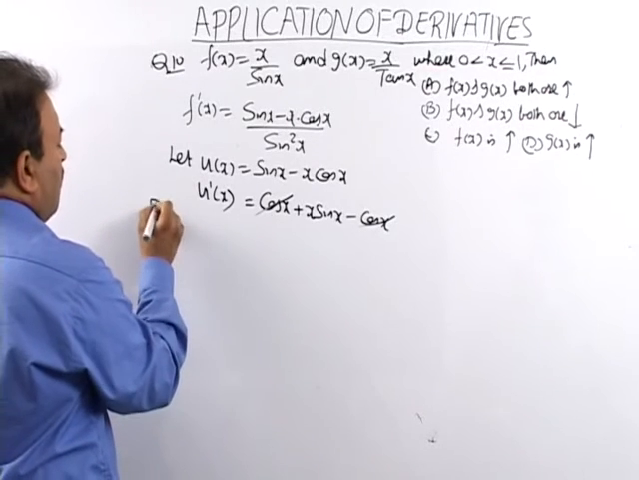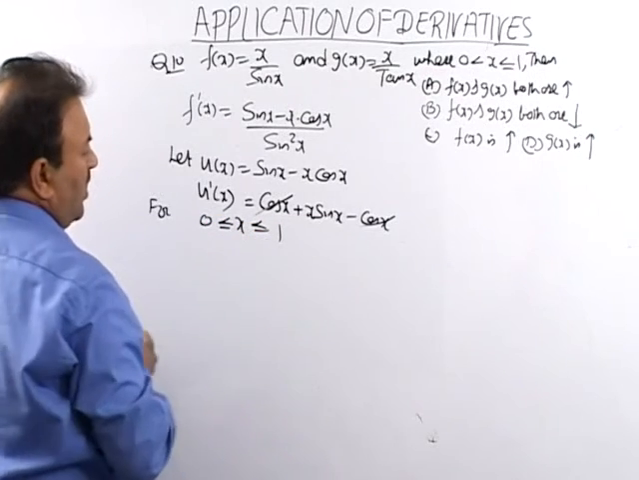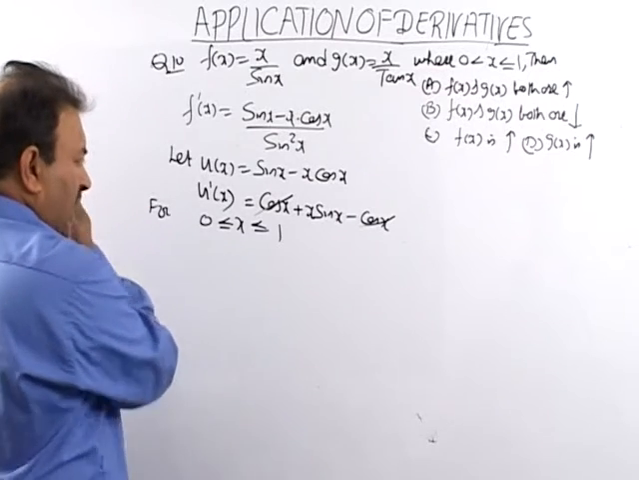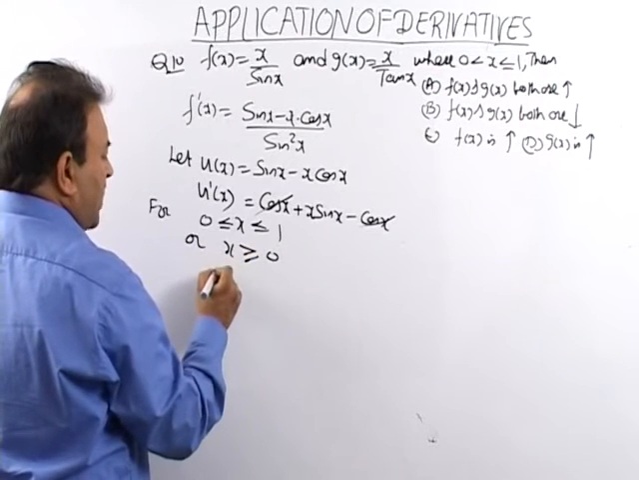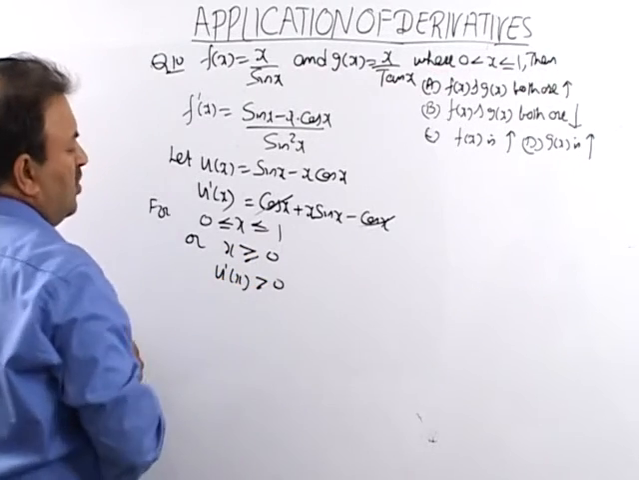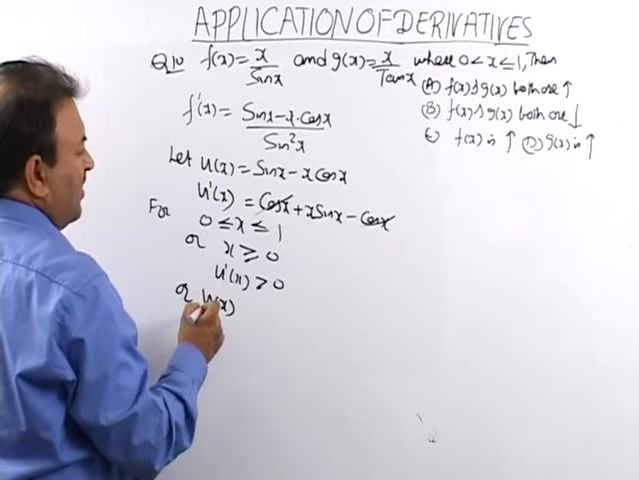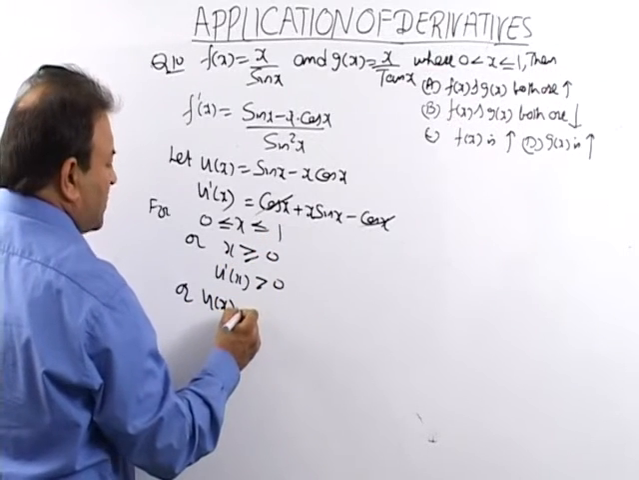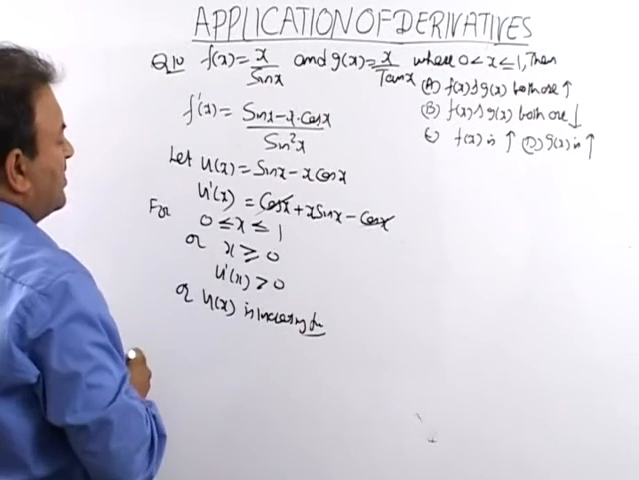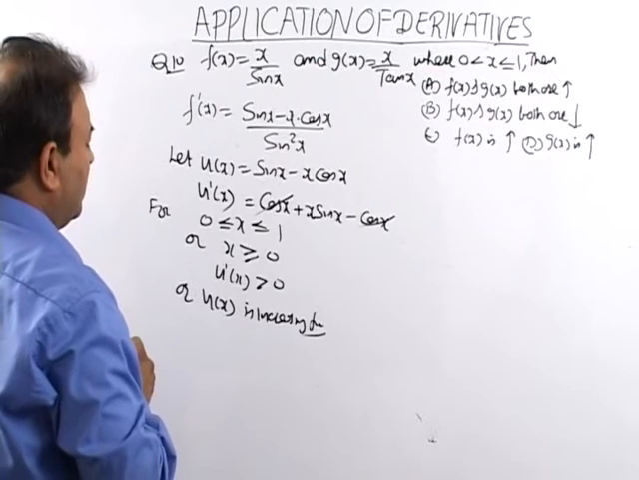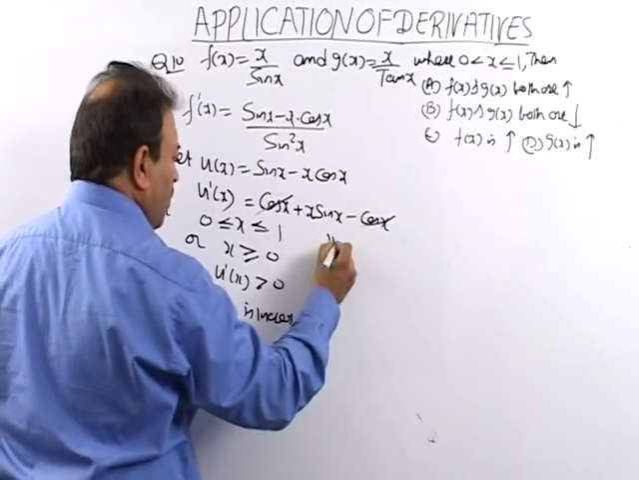Now I can say for x lies between 0 to 1, or I can say x greater than 0, u dash x is positive, u dash x is greater than 0, so I can say u x is increasing function. u x is increasing function, इसका मतलब क्या हो गया? हम रूल लगाने लगे हैं.